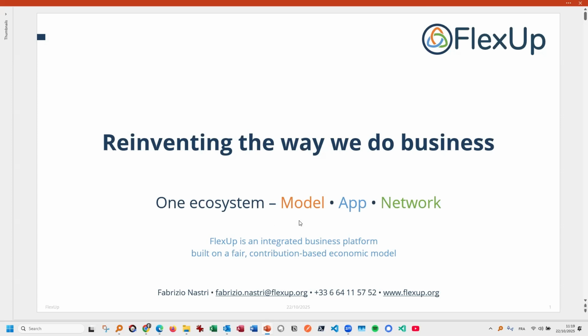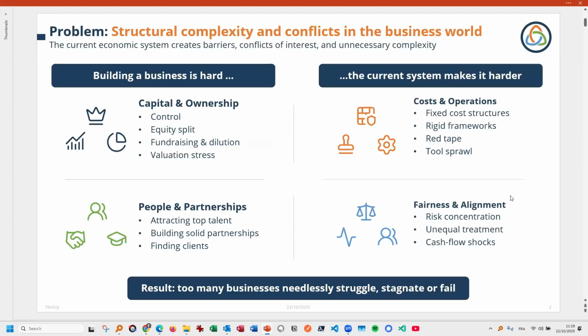So what is FlexUp? It's basically three things. It's a model, an economic model, an app, and a network of people that can help you with your business. So it's an integrated business platform built on a fair contribution-based economic model. That's what FlexUp is. And our slogan is reinventing the way we do business.